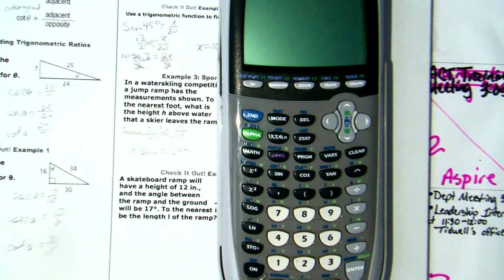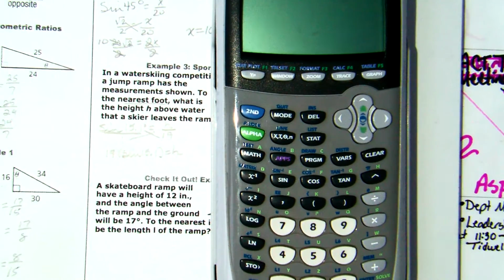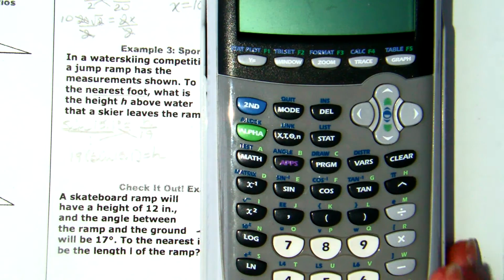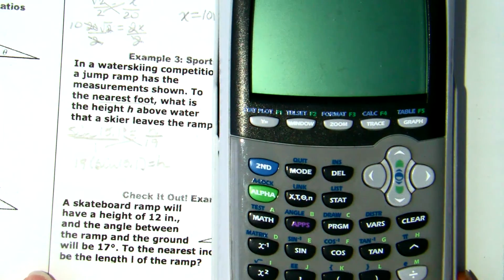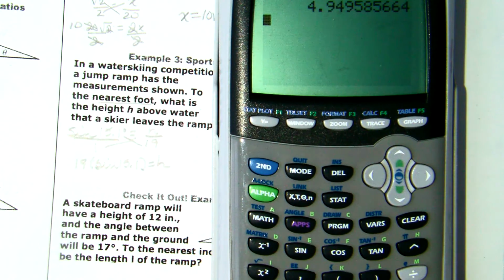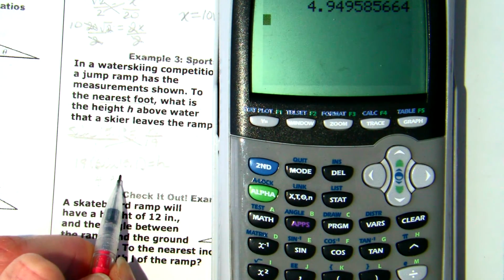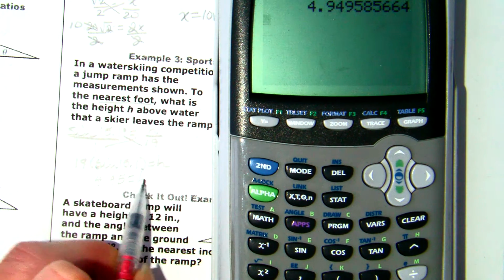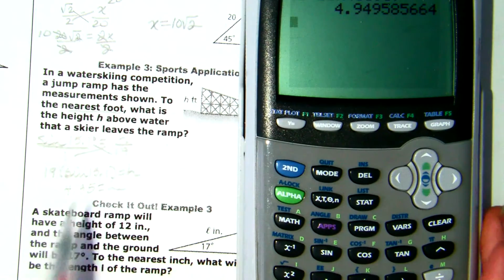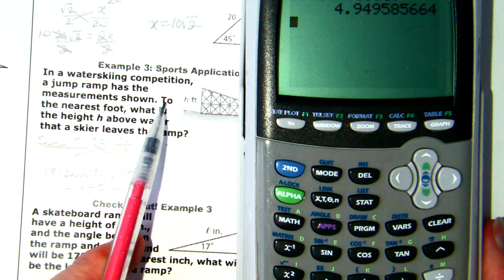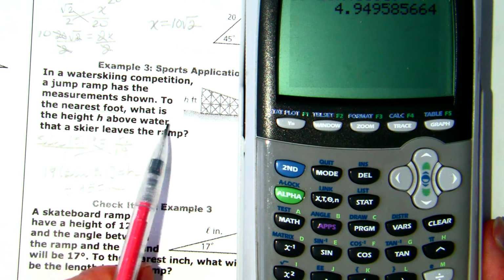All right, so I'm trying to get where you can see my screen here. All right, put in your calculator, 19 times the sine of 15.1 degrees equals 4.95 is the height. Now, it says to the nearest foot, what is the height h above the water?